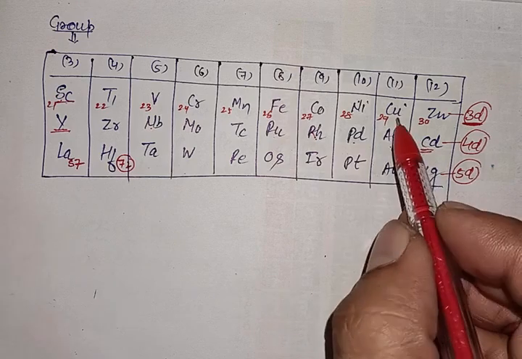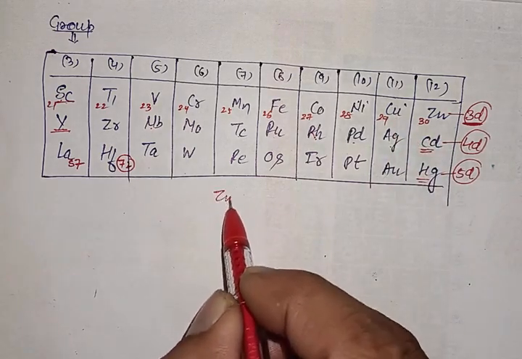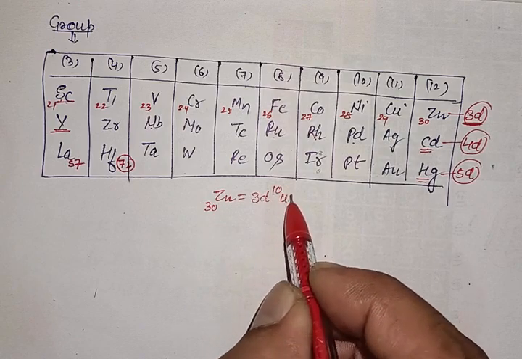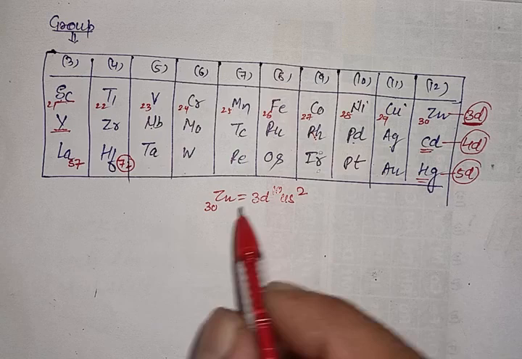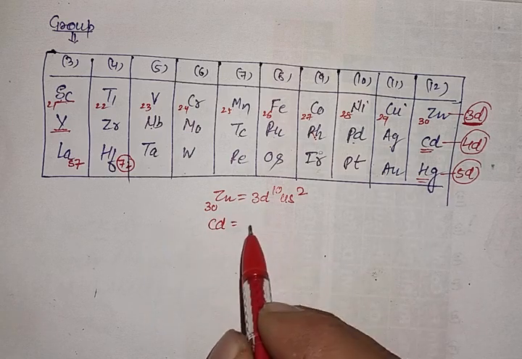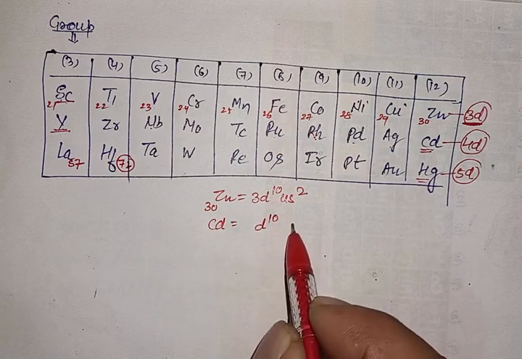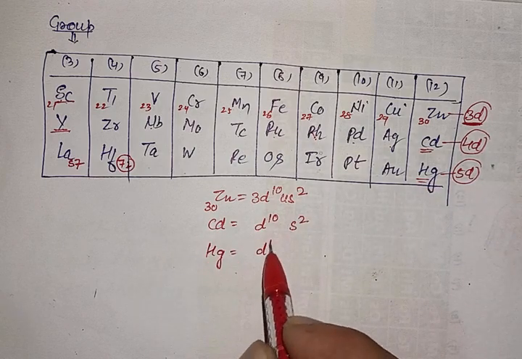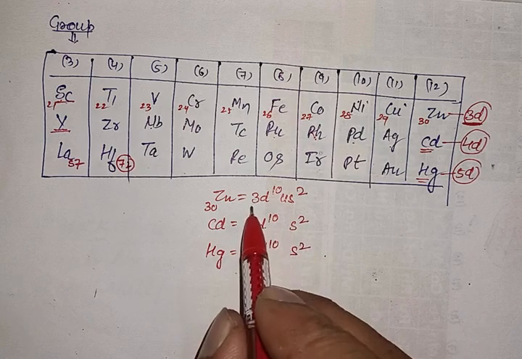For example, zinc, atomic number 30, has the electronic configuration 3d10 4s2. Below zinc there is cadmium, whose electronic configuration is also d10 s2. Similarly, mercury also has d10 and s2. What is the difference? The difference is the number.